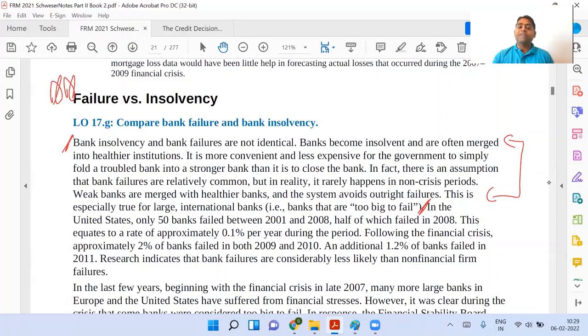Because if it becomes a failure, bank failure means a complete end. Then it ultimately has an impact on everybody associated with the bank, especially the depositors. It also hits the trust of the people in the banking community and the banking structure. So it is better to merge those insolvent banks, which do not have the ability to remain liquid, into a major healthier bank. That is the crux of the point.